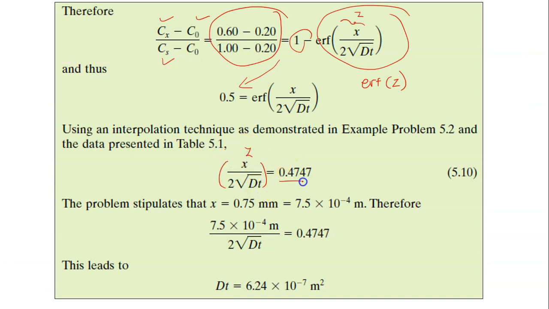Z equals 0.4747. Okay, and then you can work out what is Dt, because x, you know, is 0.75, which you can convert into meter. So just plug in the values inside. So this is x in meter, and this is 2, and this is Dt. This is your unknown, equals 0.4747. Solving this, you will get the value of your Dt.